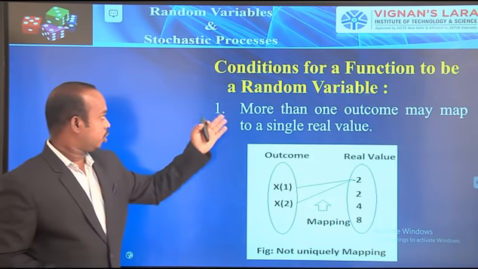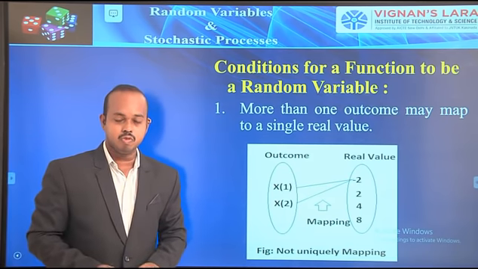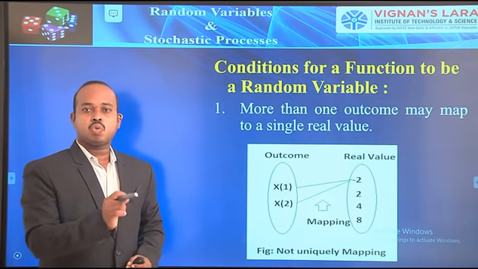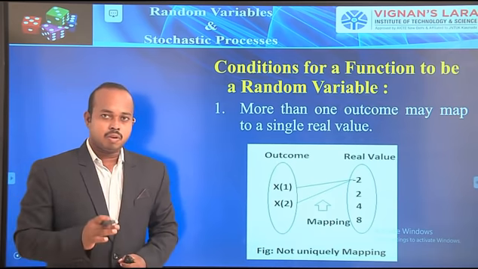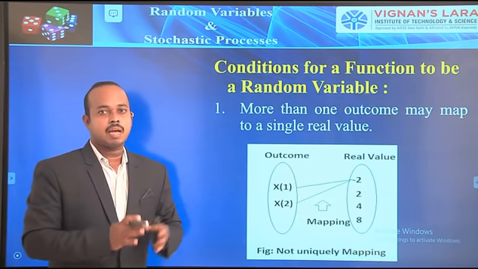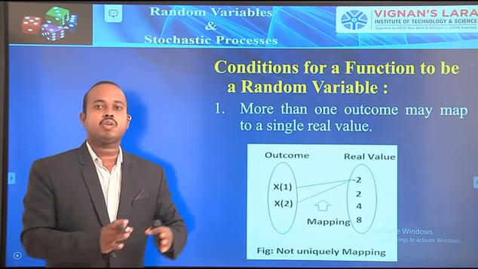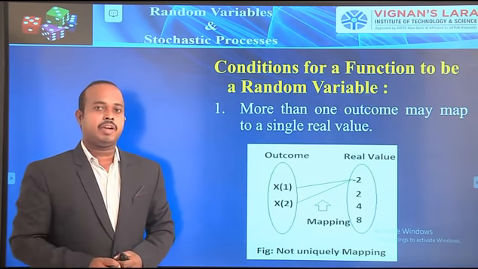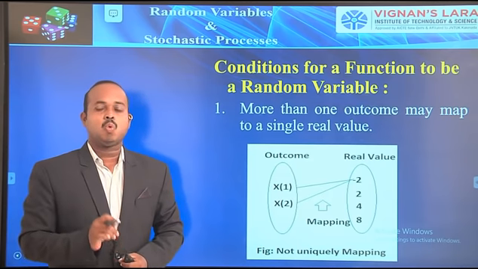Conditions for a function to be a random variable. We mainly have three conditions for a function to be called a random variable. The first condition is that the elements in a sample space are not uniquely mapped, but each and every element must be mapped to one real value.